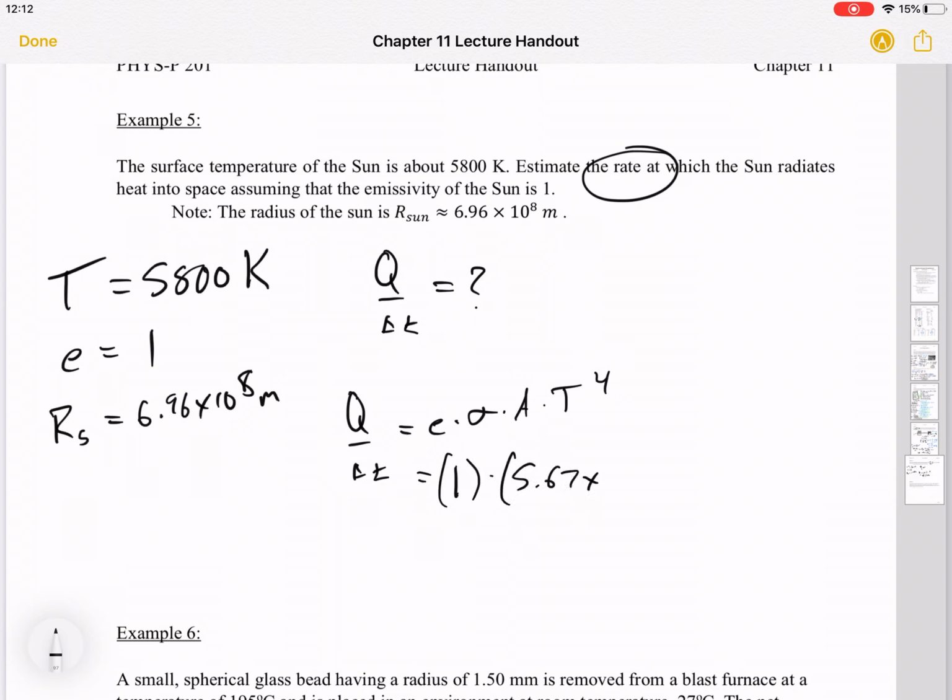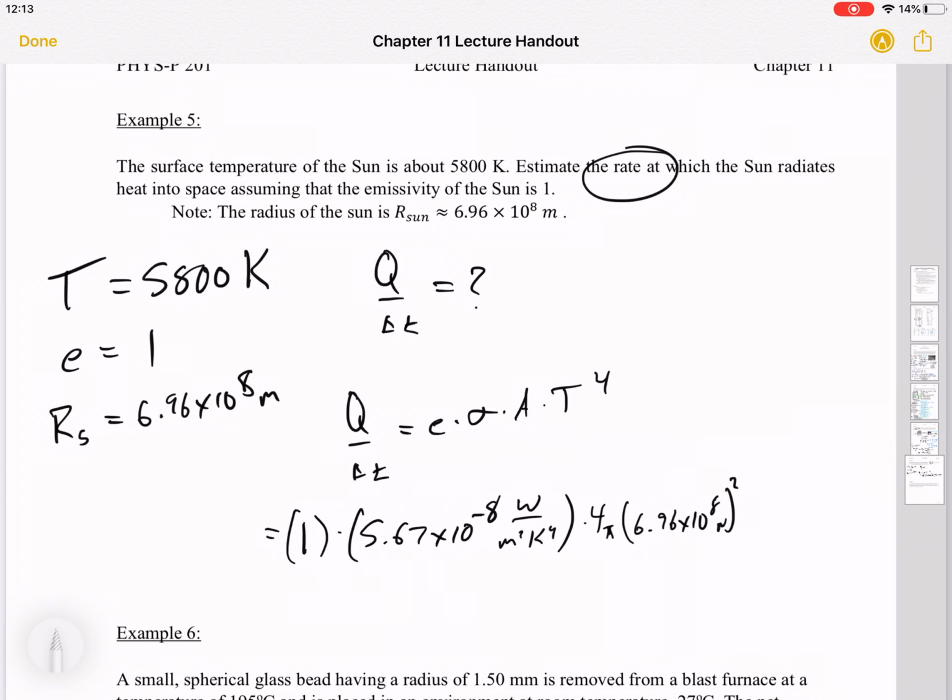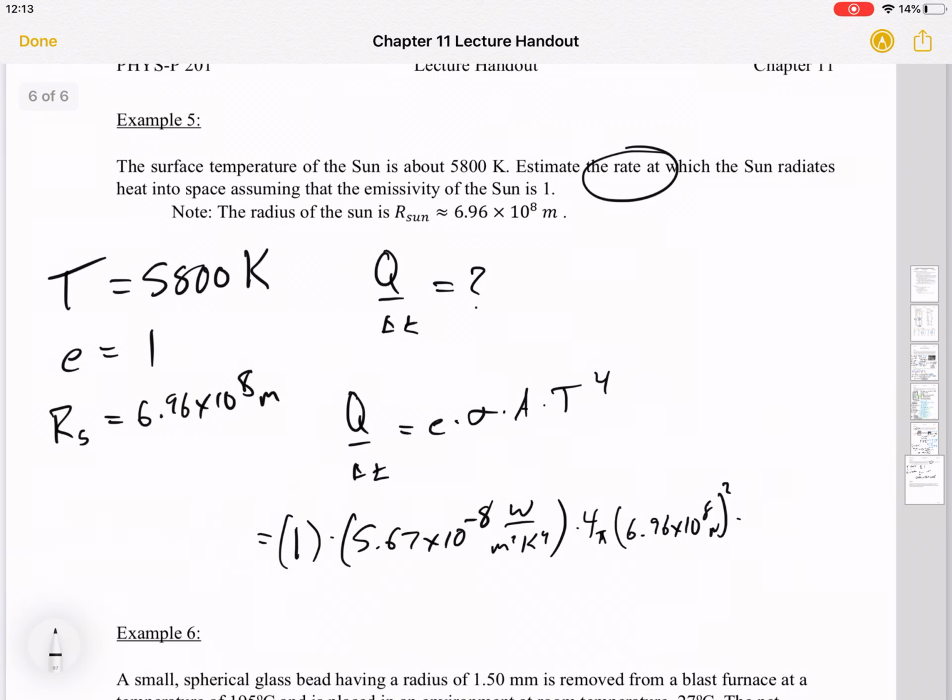Sigma, again, is 5.67 times 10 to the minus 8. Not that you have to memorize it, but again, watts per meter squared Kelvin to the fourth times the area. So I need the surface area of a sphere. It's actually 4 pi r squared. So there's a 4 pi. R is 6.96 times 10 to the 8 meters squared. Times temperature to the fourth. That's 5,800 Kelvin to the fourth. And if you do this math, you end up with 3.9 times 10 to the 26 watts.